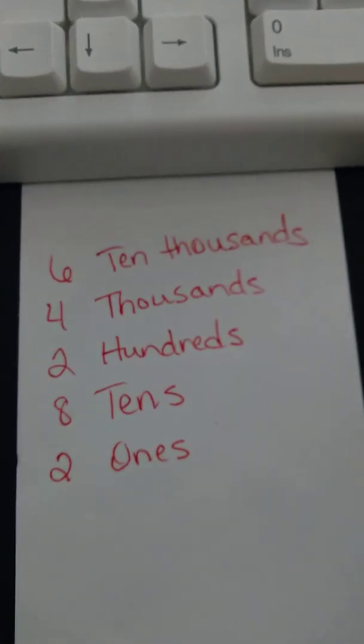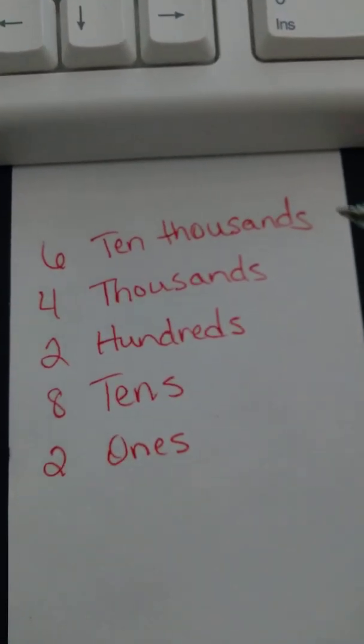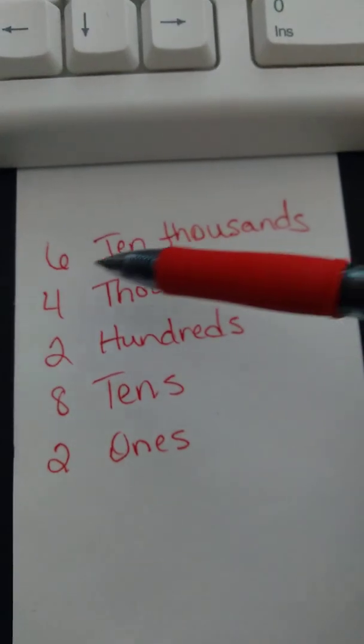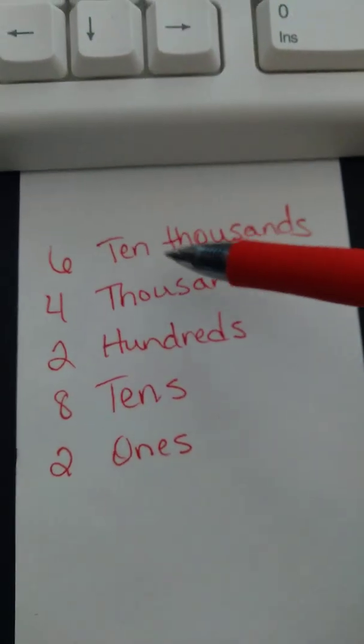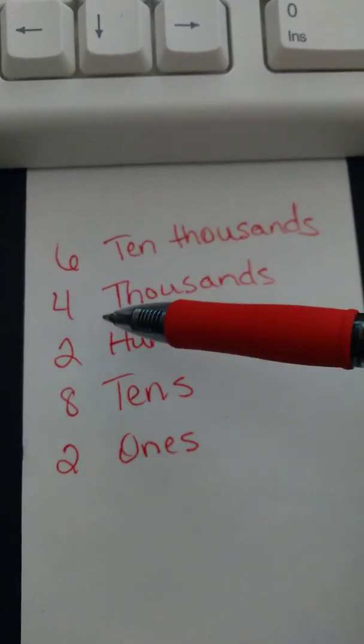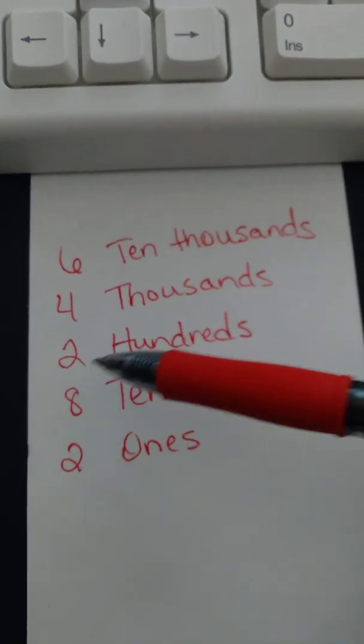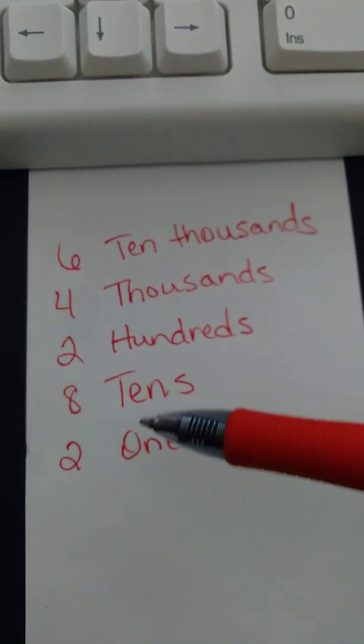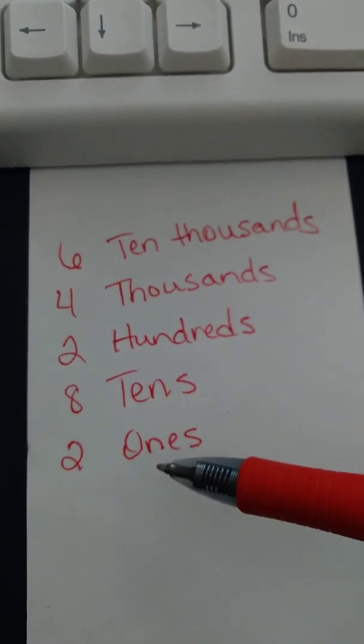Okay, so today you are learning how to write numbers based on the given amount of a certain place. So 6 10,000s, 4 thousands, 2 hundreds, 8 tens, and 2 ones. Let's use a place value chart to write that number.